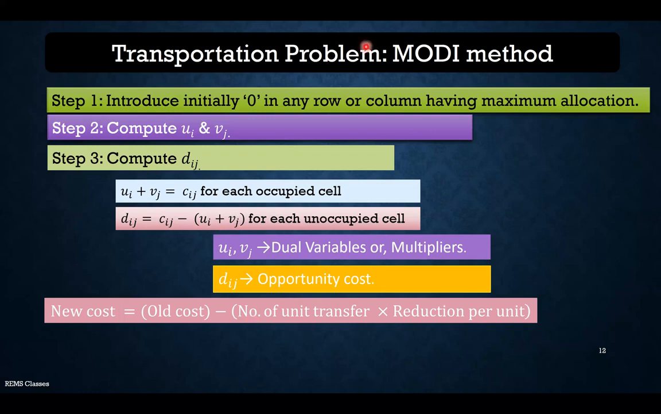In this case, we have the old cost, which is 4,100 units, minus 10 into 20. So we can say we have 3,900. It is the new transportation cost we have. Next, we will go for the next step.